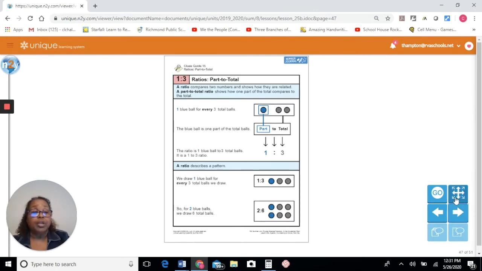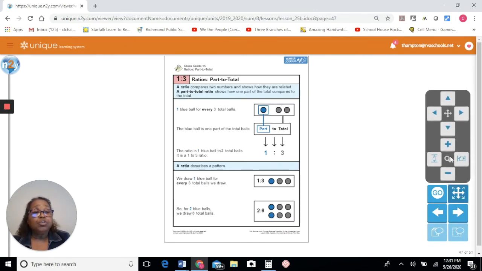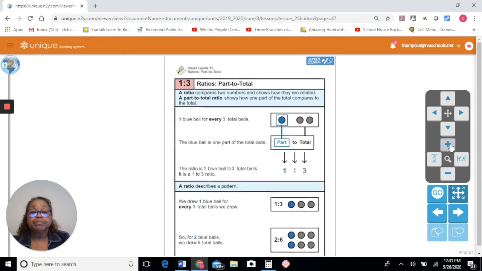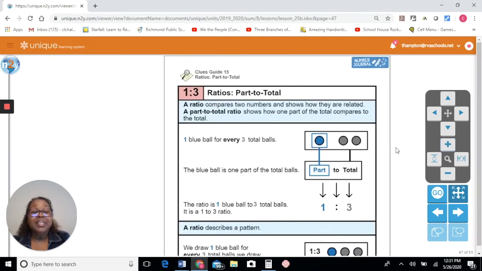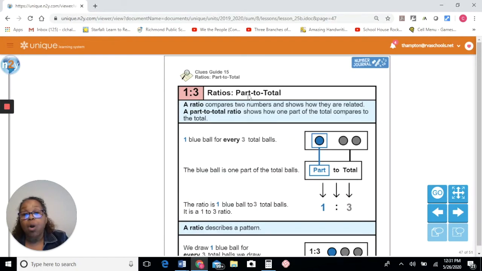Now we're going to be talking about, at first we were talking about part to part. Now we're going to be talking about part to total. Part to total. It's a little bit different. The ratio looks the same, but literally the language gets to change.